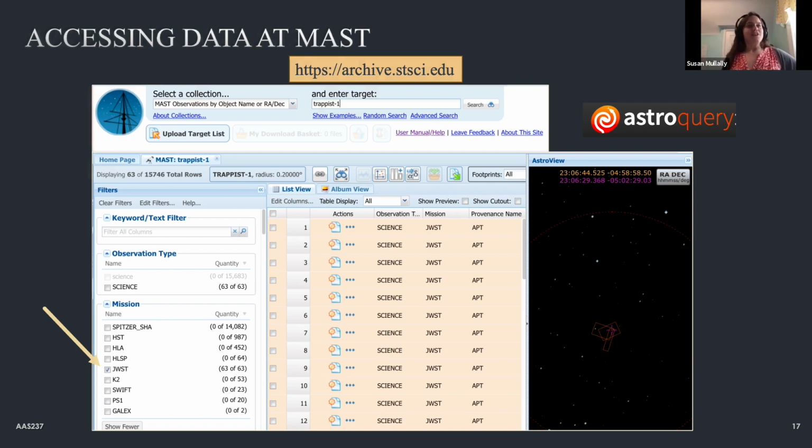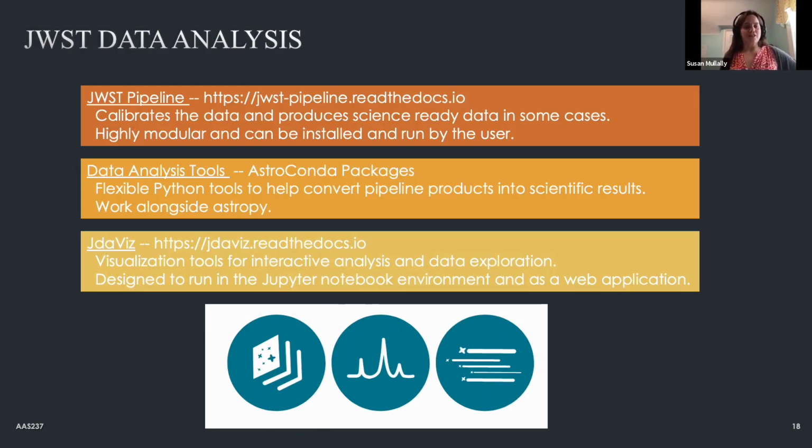Okay, so you have your data. What resources are available to learn how to use these data? The JWST pipeline is being developed, and it's intended to calibrate the data and produce science-ready data products in some cases. It's intended to be something that you can install on your machine, and you can rerun on the data once you have it.